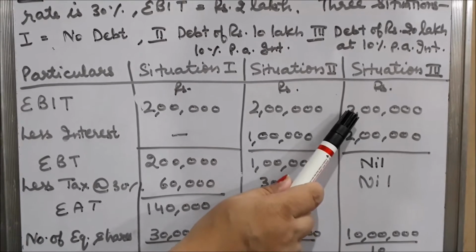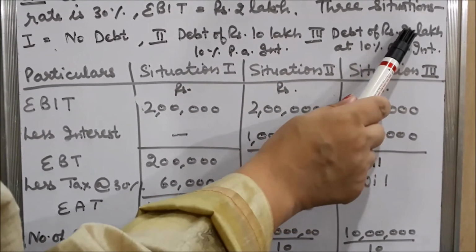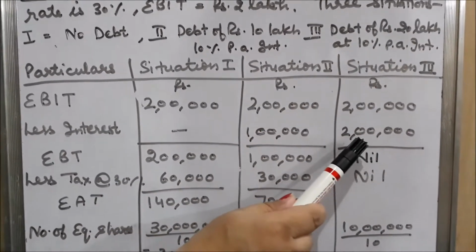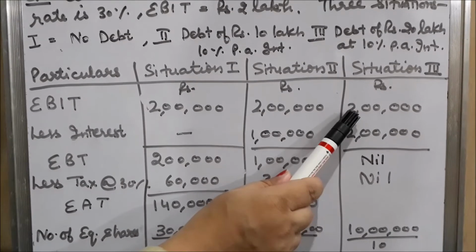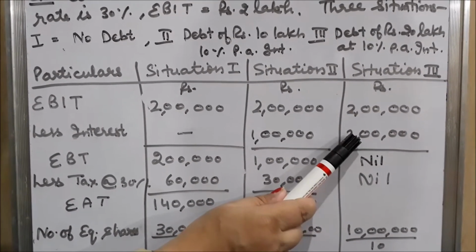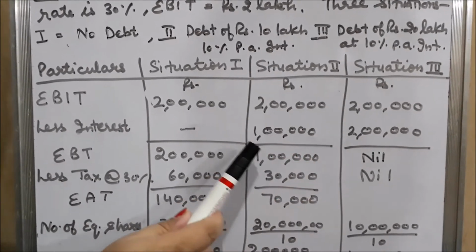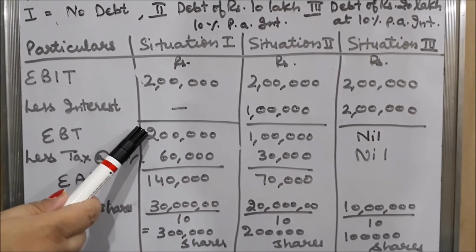In the third situation, we have a debt of 20 lakh. So 10% of 20 lakh is 2 lakh. That's why I am deducting 2 lakh from the earning of 2 lakh. Now I will get a nil balance, because 2 lakh is deducted from 2 lakh. In this case I am getting 1 lakh balance, and in this case I am getting 2 lakh.